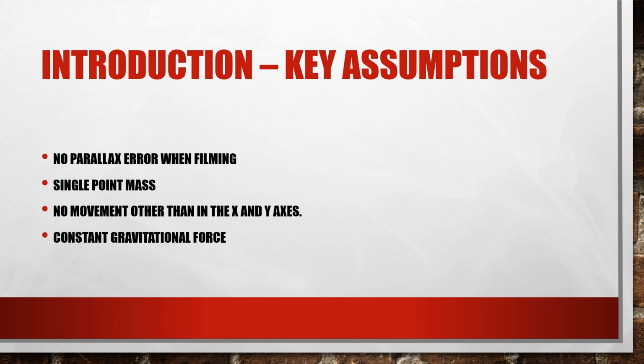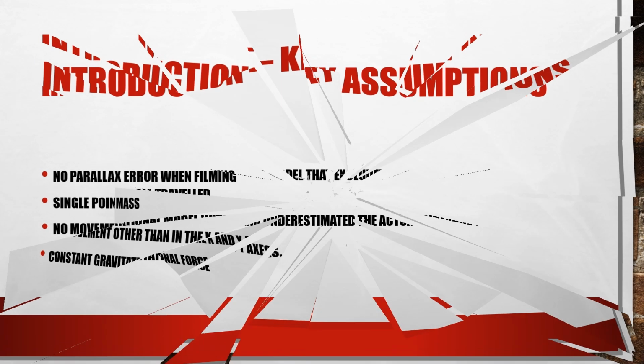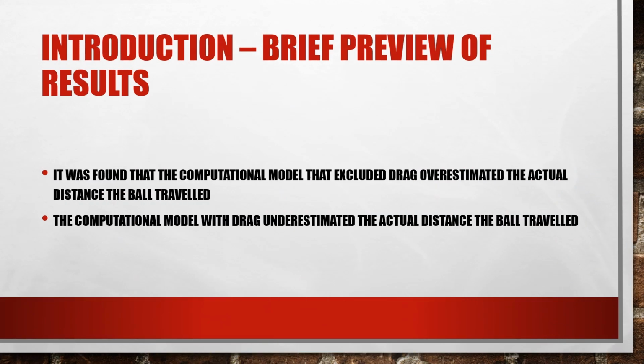However, we had to make several key assumptions when creating the computational model. It was assumed that there was no parallax error when filming, that the ball could be taken as a single point mass, that there was no movement other than in the x and y axes, and that the ball was under constant gravitational force downward. After comparing the actual and predicted trajectories, I saw that the computational model without drag predicted a parabolic trajectory, which ended up overestimating the actual distance that the ball traveled. The computational model with drag, however, underestimated the actual distance that the ball traveled.